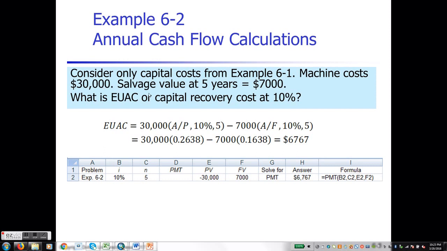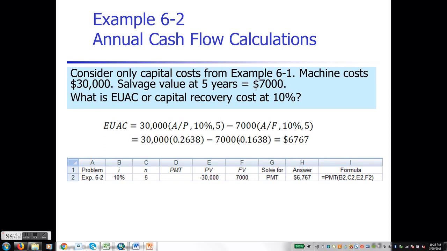at year zero. We also have a salvage value at year 5, which is equal to $7,000. So what you do is something very easy. If you see the cost, which is going to be very high, you will pass from P to A with 10% for 5 years, and then you will have the $7,000 that you will pass from future, because it's at year 5, to A with the 10% within the 5 years.